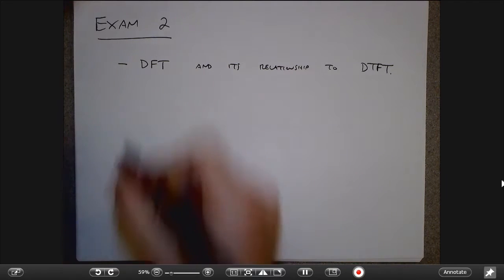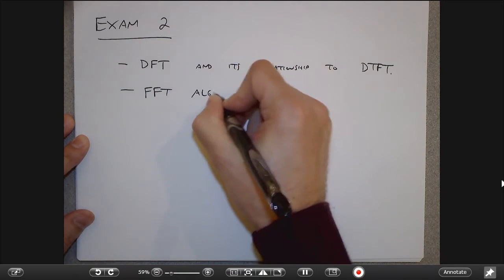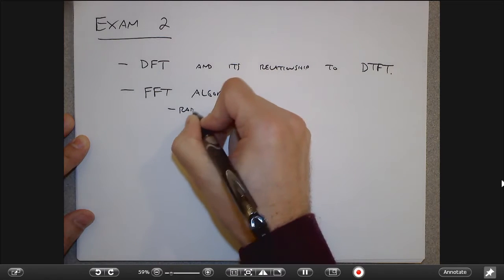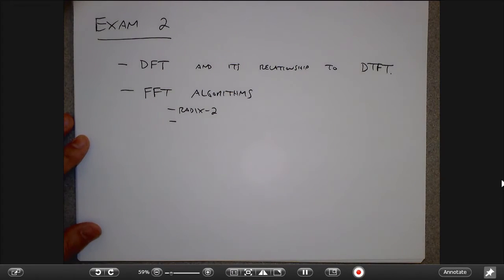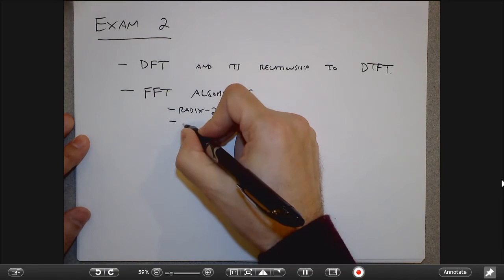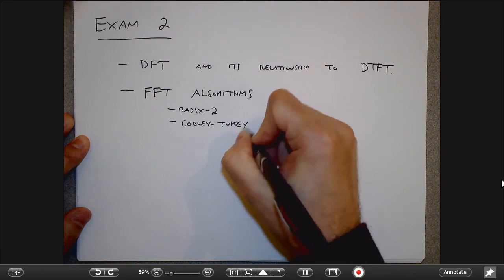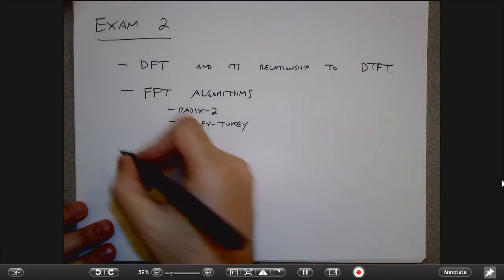Then we talked about FFT algorithms. Right, we talked about these radix 2 algorithms, which meant that the length of the DFT had to be a power of 2. And we talked about the Cooley-Tukey and Good-Thomas algorithms where we could take any length and factor it into 2 numbers and get shorter DFTs, right?